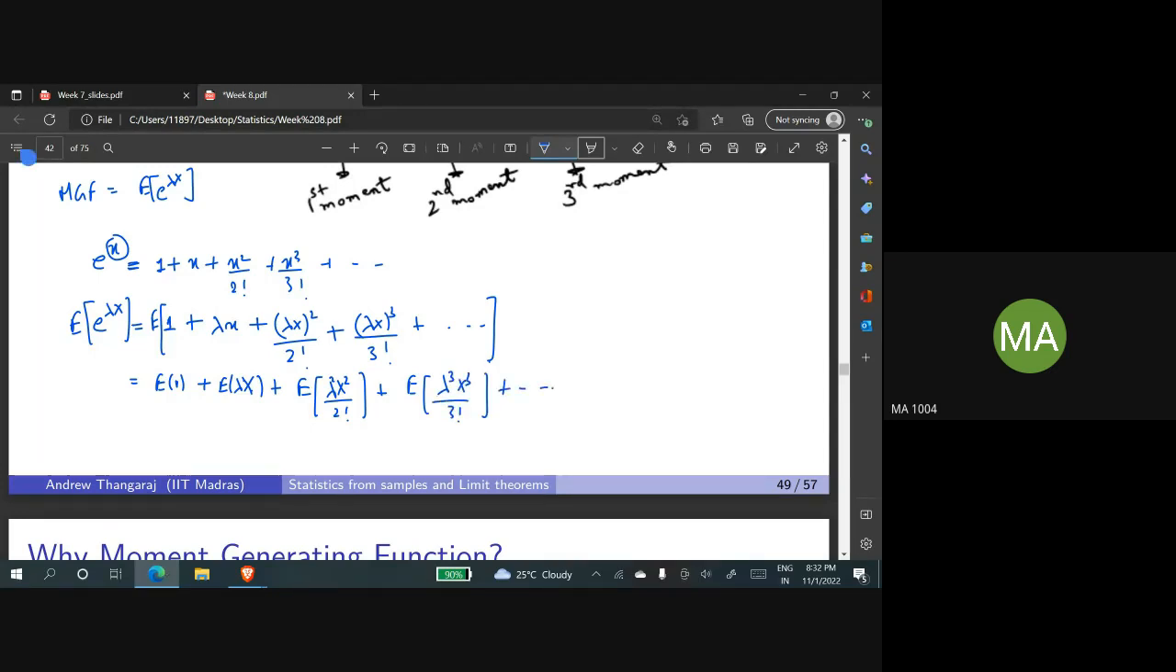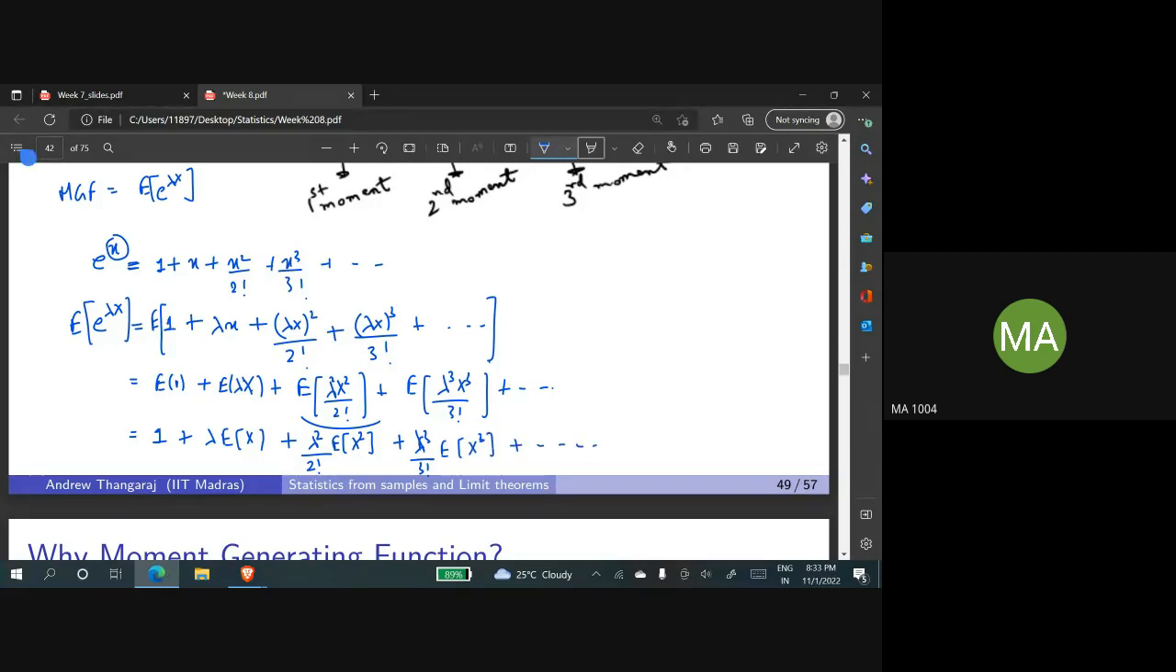And so on. Now, expected value of 1 is what? It is just 1. Expected value of lambda x. Lambda is a constant, we can pull it out and you get lambda times expected value of x. From this term, you get lambda square by 2 factorial expected value of x square. Then from here, what you get? You get lambda cube by 3 factorial, expected value of x cube, and so on.